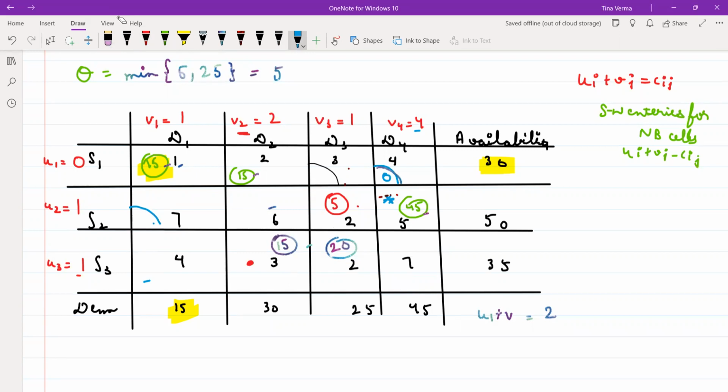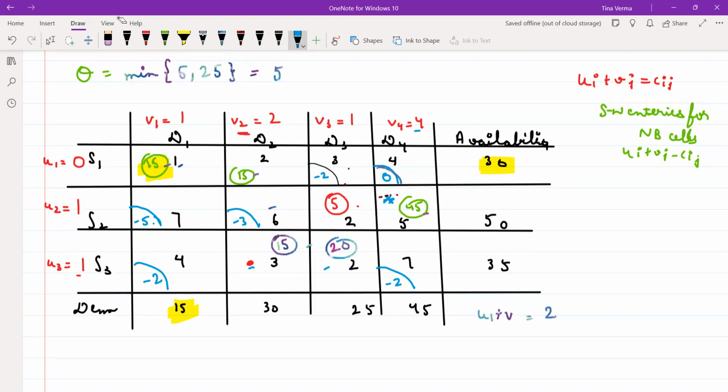This is your non-basic cell. 0 plus 1, 1 minus 3, minus 2. This is also a non-basic cell. 1 plus 1, 2, 2 minus 7, that will be minus 5. This is also a non-basic cell. 1 plus 2, 3, 3 minus 6 is minus 3. This is basic, this is basic. Next is 1 plus 1, 2, 2 minus 4, that will be minus 2. Here this is my basic, this is my basic. 1 plus 4, 5, 5 minus 7 is minus 2.